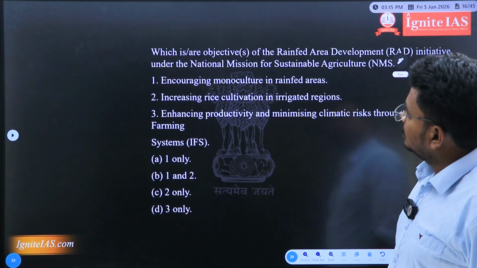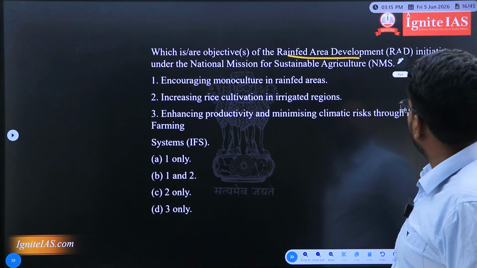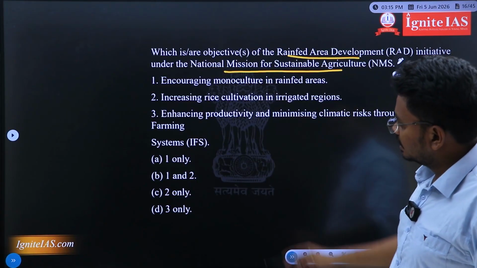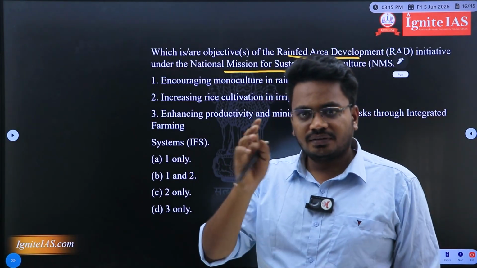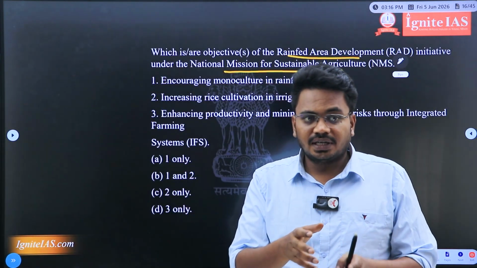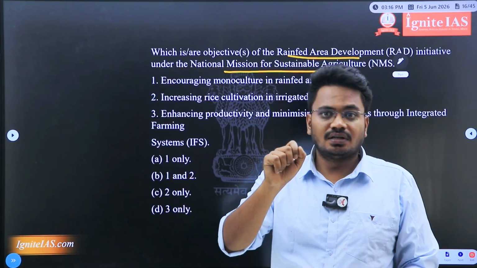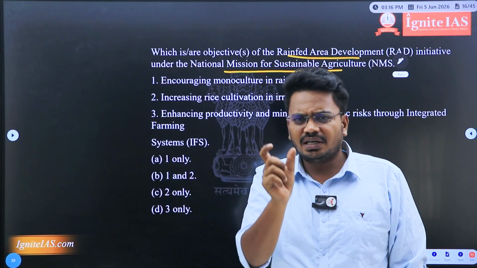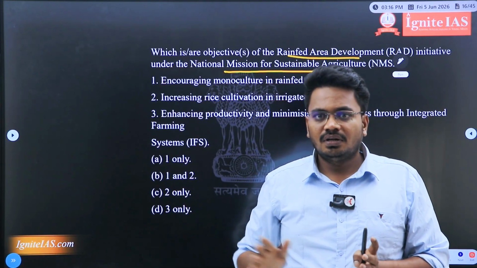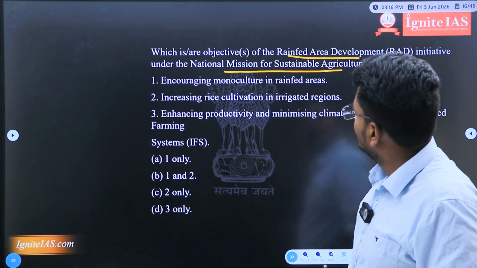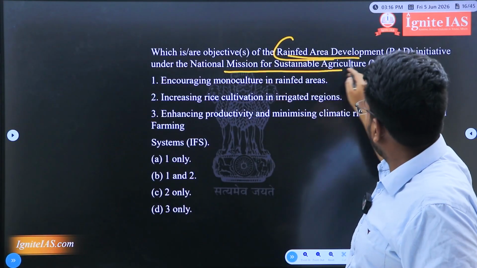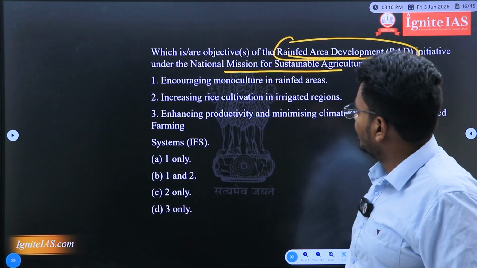Next question: which are the objectives of the Rainfed Area Development Initiative under the National Mission for Sustainable Agriculture? Again, this is from current affairs, or we can say the agricultural part of geography. In human geography we read about agriculture, or else we read agriculture separately as a part of geography. So in the current affairs portion, this question has been asked. It is asking regarding the objectives of RAD, the Rainfed Area Development Initiative.